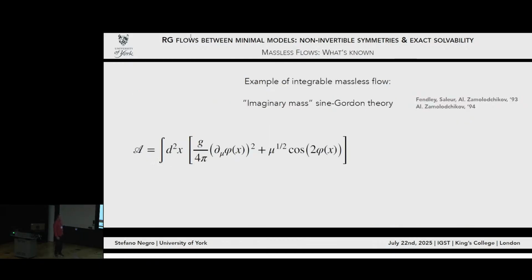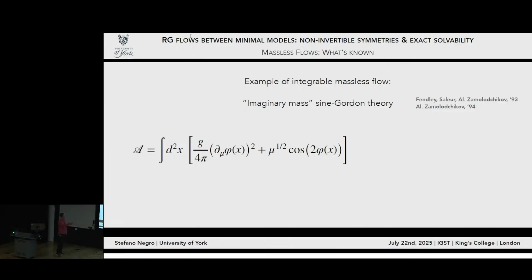Okay. So let me review what we know in 2 dimensions. I didn't mention that I will be focusing on 2 dimensions. So in 2 dimensions, we know some examples of massless flow. Probably the most famous one is what is sometimes called the imaginary mass Sine-Gordon theory.